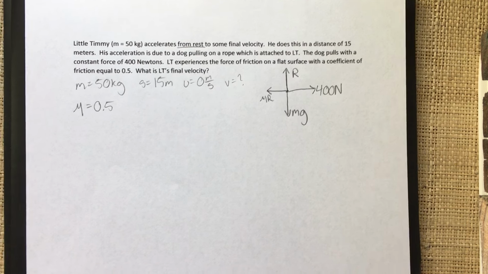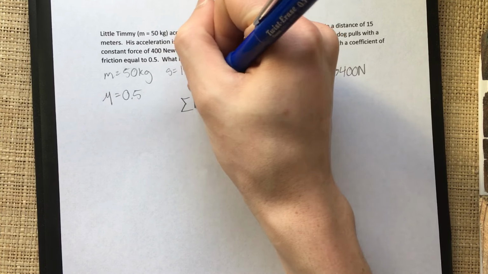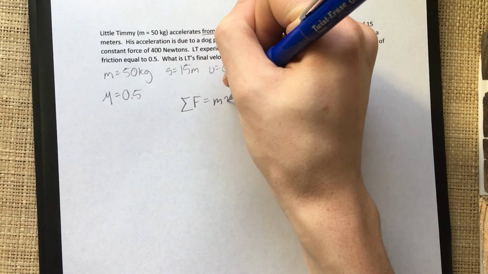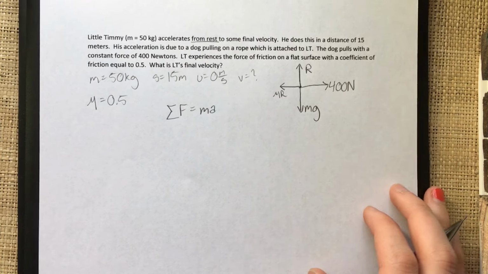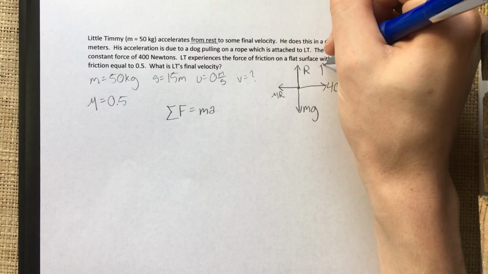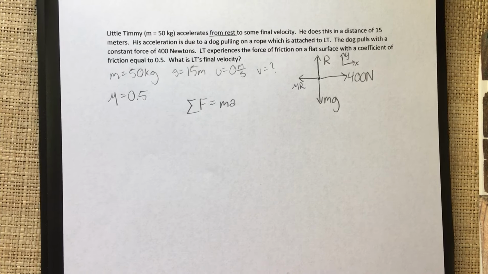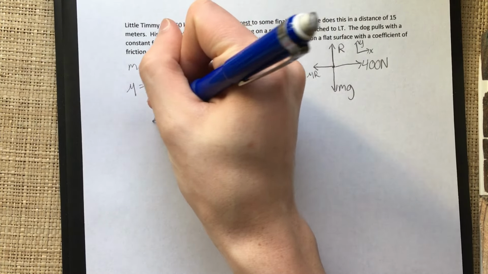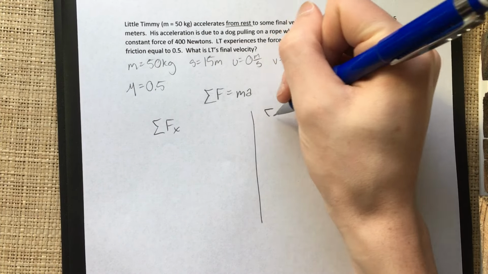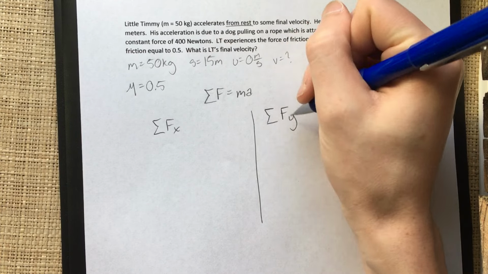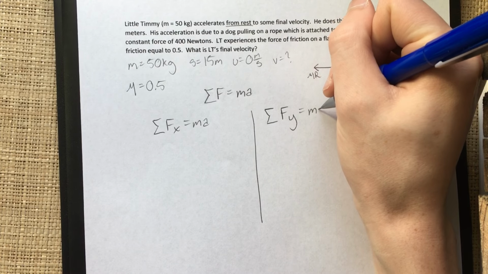Now, Newton's second law states that the sum of the forces is equal to mass times acceleration, which we can split up into x and y components, defining positive y as up and positive x as right. And we'll split this up doing the sum of the forces in the x direction and the sum of the forces in the y direction. So ma here and ma here.